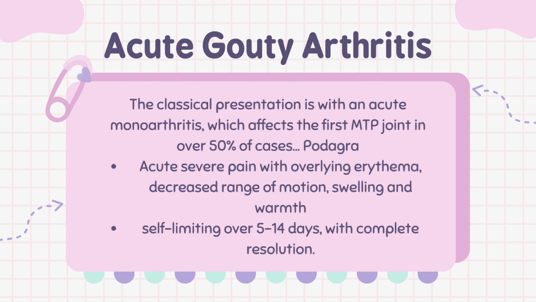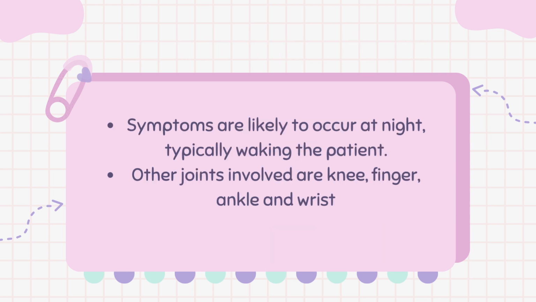The classical presentation of acute gouty arthritis is as follows. It is usually acute monoarthritis, which affects the first metatarsophalangeal joint in over 50% of cases, known as podagra. It includes acute severe pain with overlying erythema, decreased range of motion, swelling and warmth. It is self-limiting over 5-14 days, with complete resolution. Symptoms are likely to occur at night, typically waking the patient. Other joints involved are knee, finger, ankle and wrist.